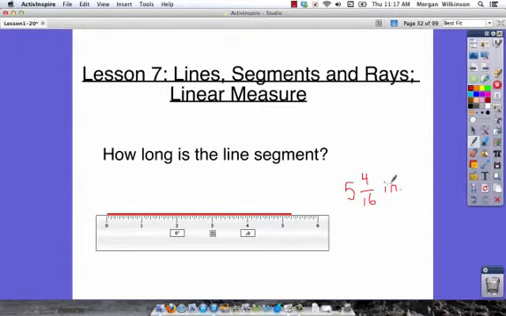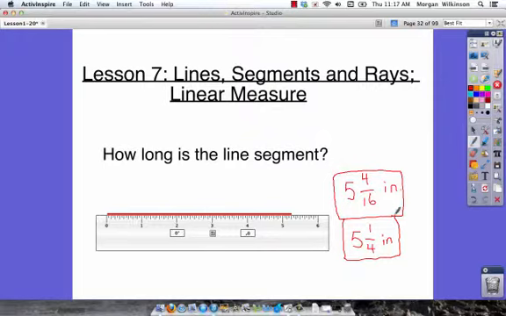Now 5 and 4/16 inches. If you look at that, you can also see that there's 1, 2, 3, 4 of the bigger lines. 4/16 is the same as 1/4. So if you've reduced before, you could say the answer is 5 and 1/4 inches. Either one of these answers right now is correct. 5 and 4/16 or 5 and 1/4. Whichever way you prefer to write your answer is correct. Let's move on to the next problem.